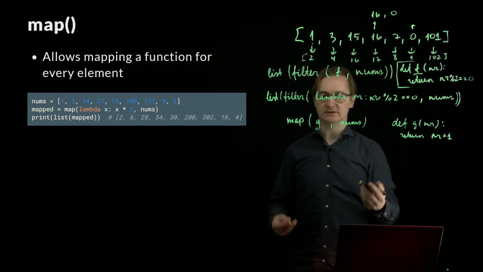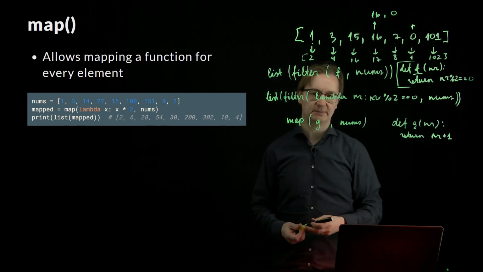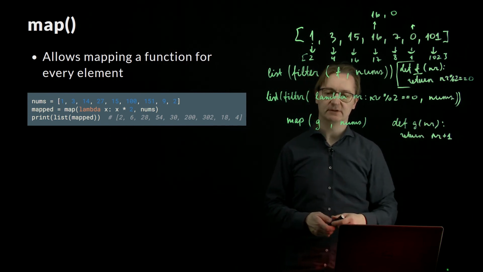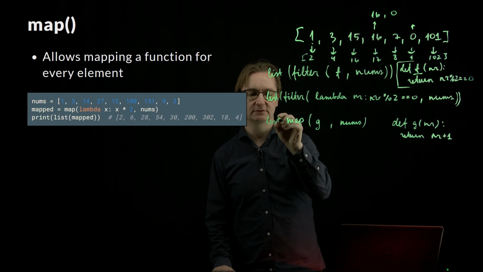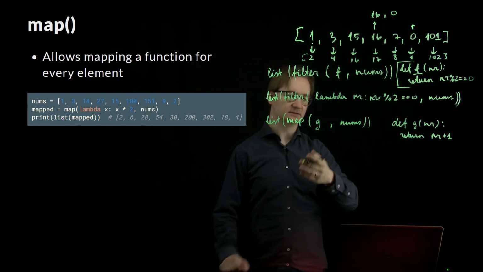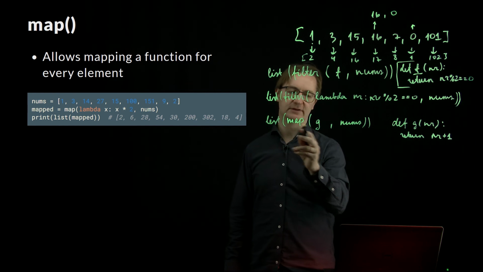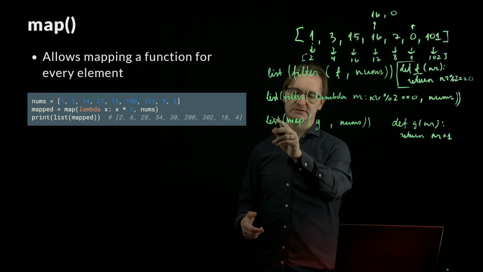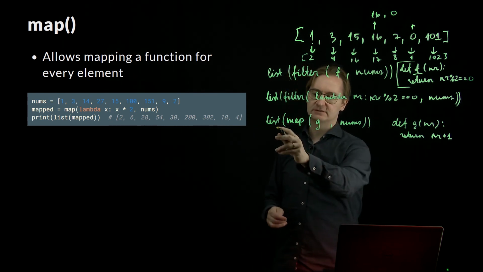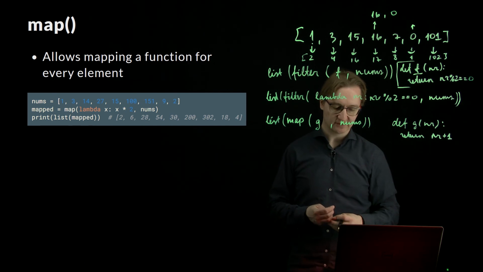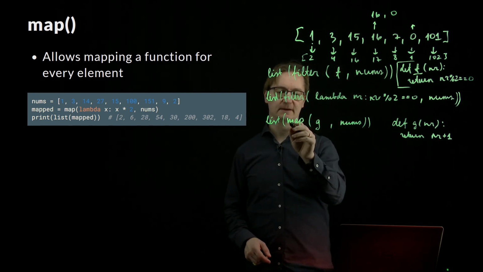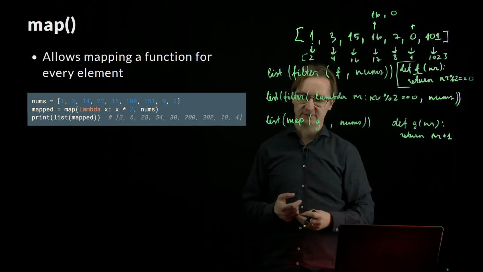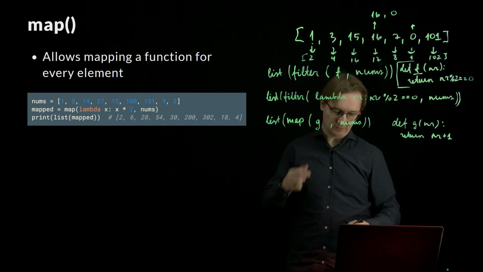If the input list has n elements, the output list also has n elements. But for every element, we can apply a function. Here we also want to turn it into a list, otherwise we cannot see the results. If I print out only the map, I get some map object, but the elements are not visible. To get the elements themselves, I call list and put the result into the list function. Or I can put this result into a variable and then call the list function with this variable as shown in the code.